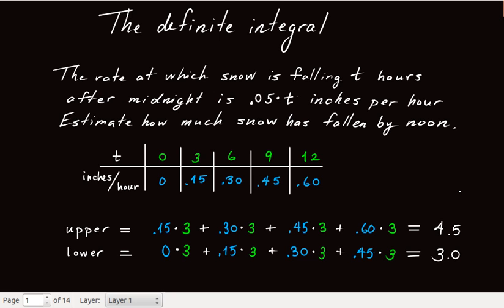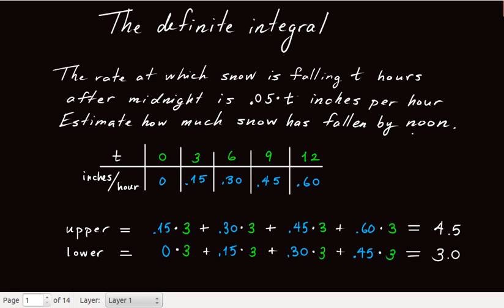The definite integral is a really important topic in calculus, and I want to use an example to explain how it works. So here's an example. The rate at which snow is falling t hours after midnight is 0.05t inches per hour. Estimate how much snow has fallen by noon.